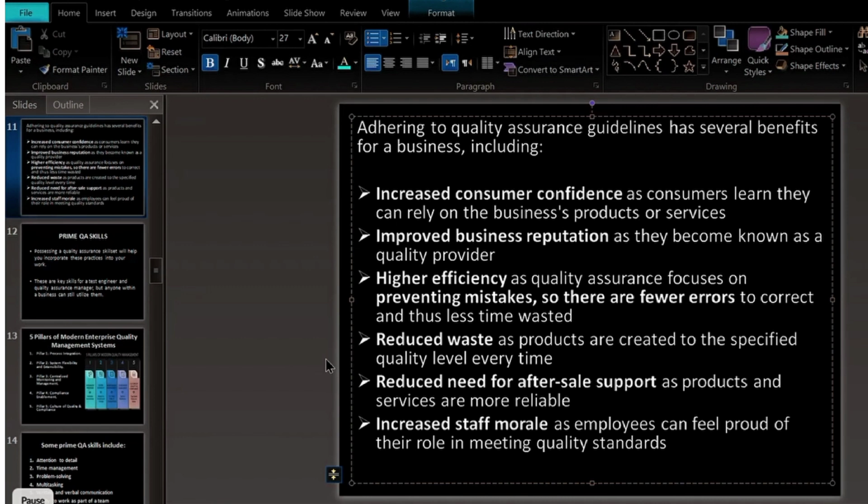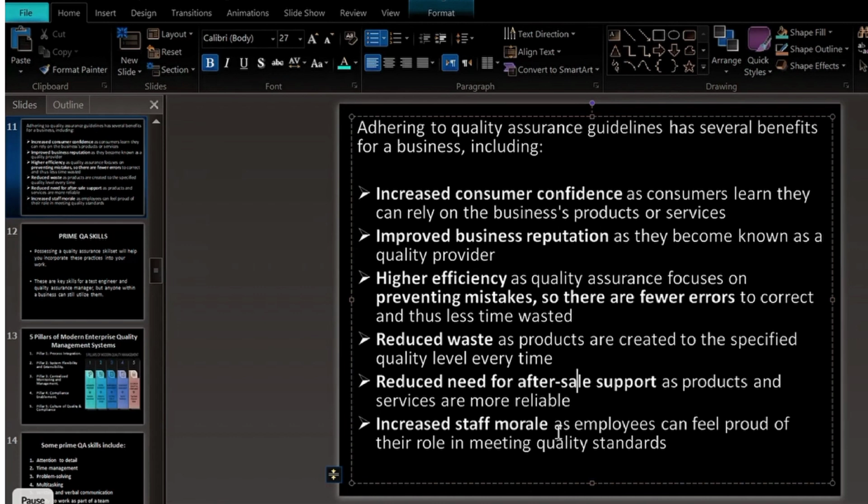Reduced need for after sale support, as products and services are more reliable, so there will be reduced need for after sale. Increased staff morale, as employees can feel proud of their role in meeting quality standards. मैं हमेशा एक बात कहती हूँ कि whenever we deal with these technical ideas and everything, we tend to forget, or we tend to ignore one important element, and that is the human side of the product. Yes, and that is very important.